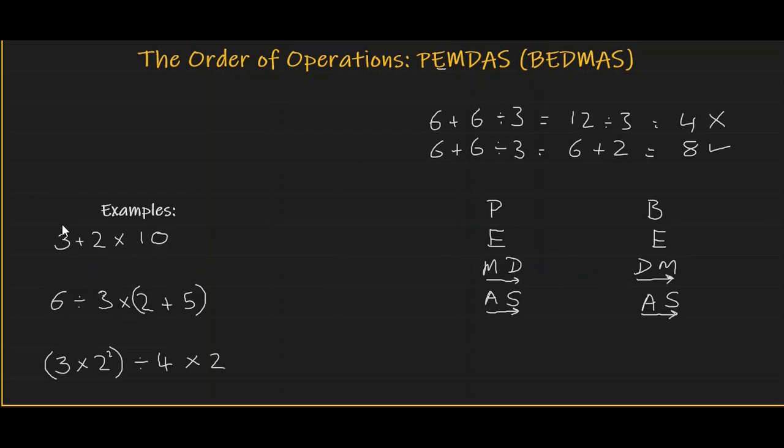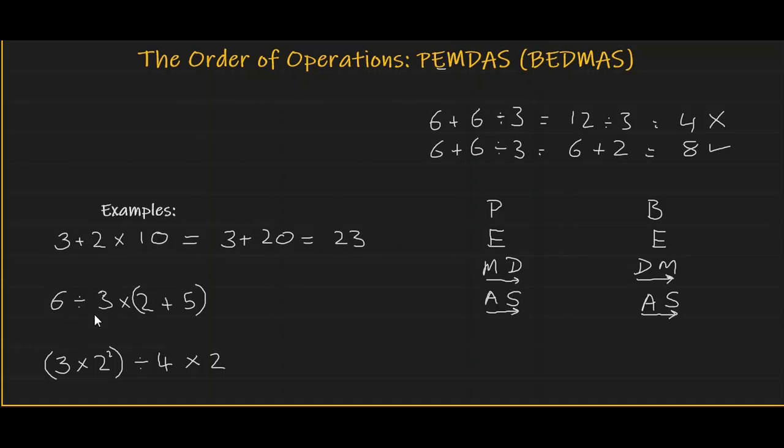The first example, 3 plus 2 times 10. Now in this you have addition and multiplication. So if you look at PEMDAS, multiplication comes before addition. So you would multiply first. So this would become 3 plus 20, which equals 23.